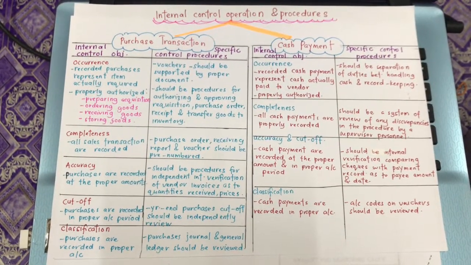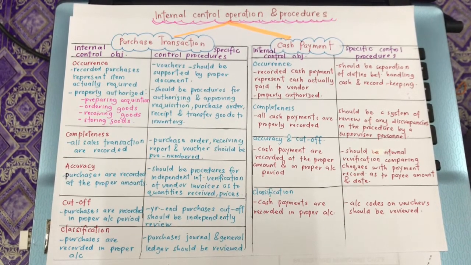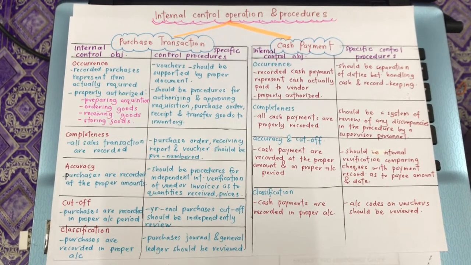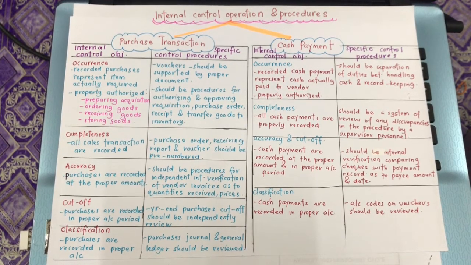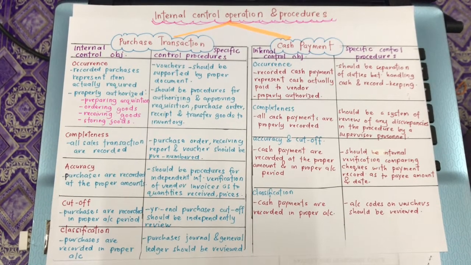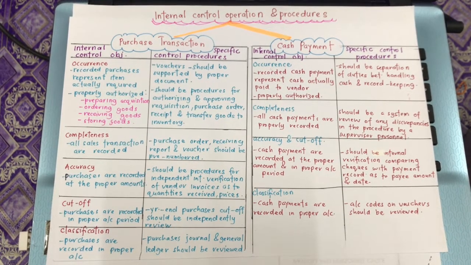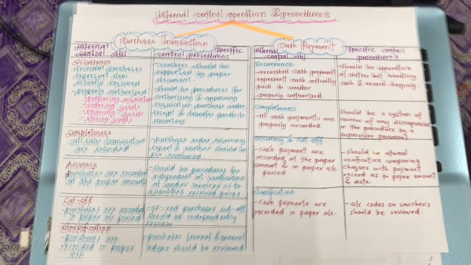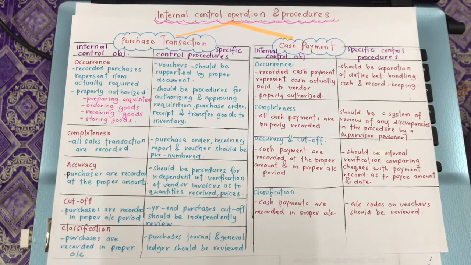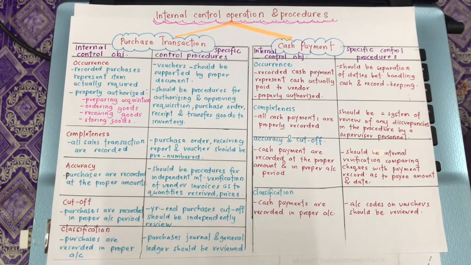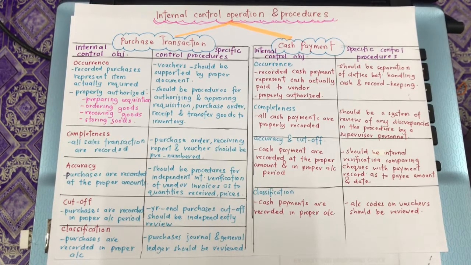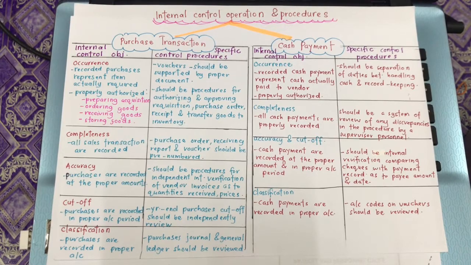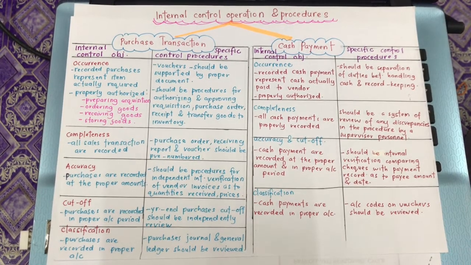The cut-off internal control objective is that purchases are recorded in the proper accounting period. Meanwhile, for specific control procedures, there should be procedures for recording purchases as soon as the transaction is effected. Year-end purchases cut-off should be independently reviewed. The classification internal control objective is that purchases are recorded in proper accounts. For specific control procedures, the purchases journal and general ledger should be reviewed.